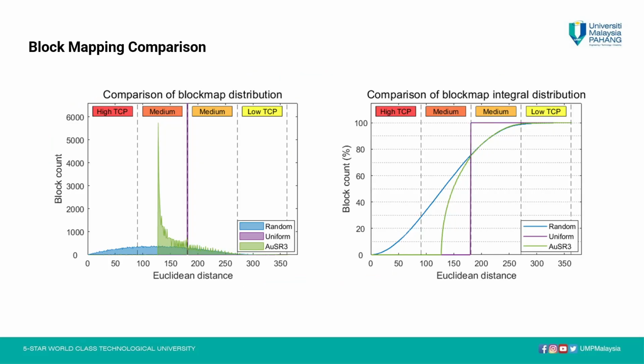So this is the comparison between random mapping, uniform mapping, and AuSR3 mapping. This is actually our new method here, and this is the random. We can see that using our technique, the green one, we can move all the high risk TCP into the right one, into medium or low TCP. So here, the distance between the original and recovery block is quite far.